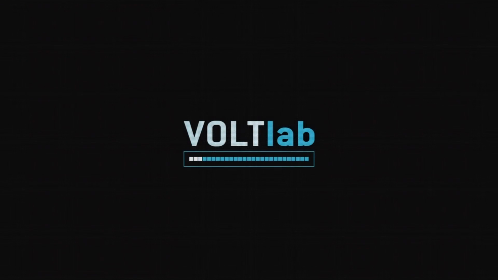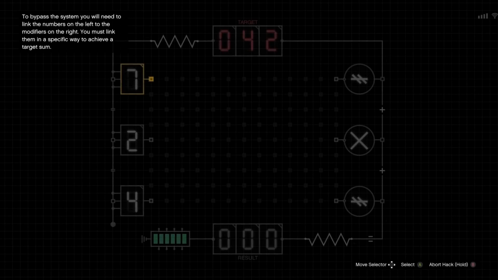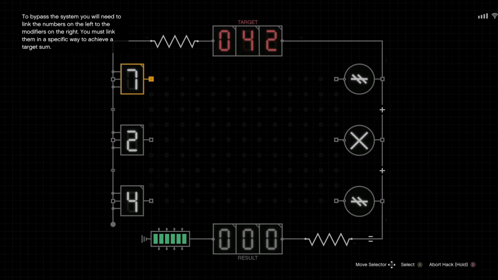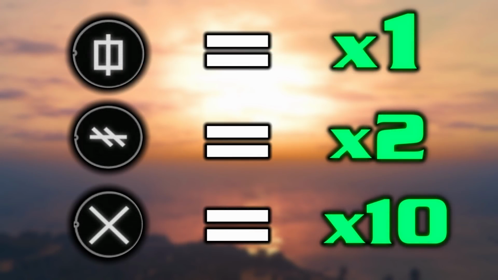We'll start out with the Vault Lab hack. This is the first hack that you'll actually see on the Cayo Perico Heist, as it appears during the scope out mission. Essentially, you're solving a math equation. You have to match the 3 numbers with the associated signs to add up to the number at the top, and the logos each modify the number in a different way. I put together a little visual to represent that.